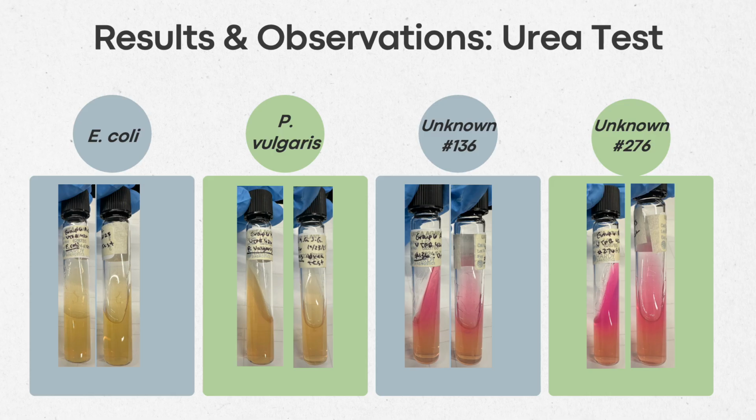Urease essentially breaks down urea into ammonia and carbon dioxide, raising the pH of the medium and causing the pink color to appear. So the tubes that contained E. coli and P. vulgaris did not change color and remained yellow, a yellowish orange. So they were considered urease negative in this experiment. Unknown 276 was also identified as gram-negative from our previous labs, and when combined with its positive urea result, this suggests that it may share more characteristics with gram-negative urease-producing bacteria.